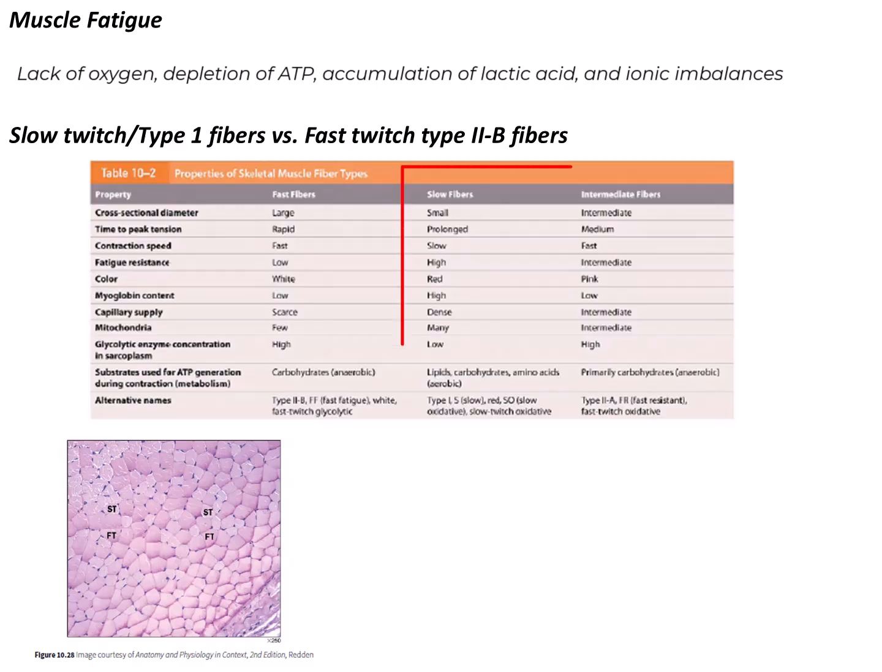Slow twitch fibers tend to have a prolonged time to peak tension. Their contraction speeds tend to be slow. They have a high resistance to fatigue. They have a nice red color because they have a high myoglobin content. Myoglobin is very much like hemoglobin in red blood cells. In muscle cells, myoglobin provides additional oxygen to the cells. Slow twitch fibers have a very dense capillary supply, which is also why they are very red.